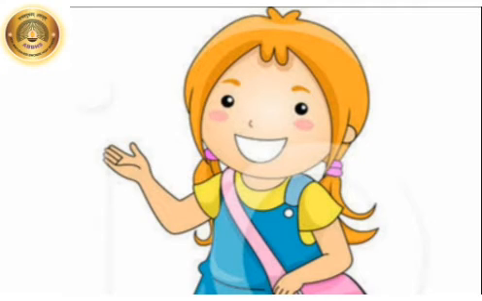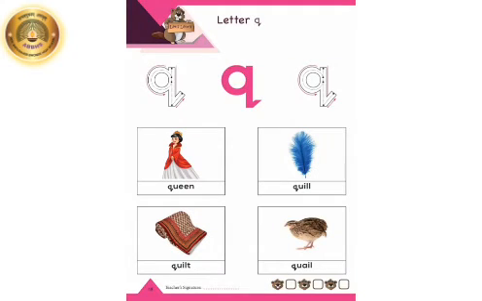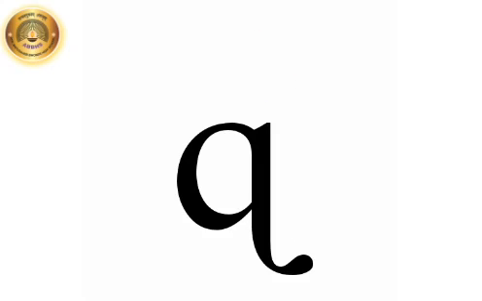Children, now we will see which words start with letter Q. Qua as in queen. Qua as in quill. Qua as in quilt. Repeat again. Qua as in queen. Qua as in quill. Qua as in quilt. So letter Q makes qua sound. Which sound? Qua sound.